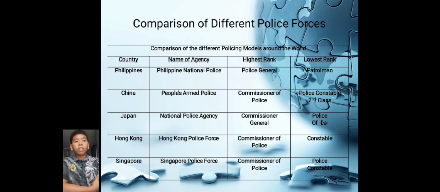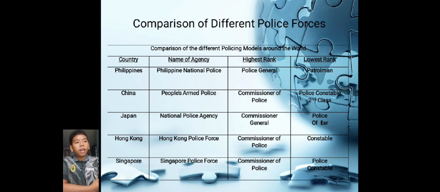Comparison of different policing models around the world. The countries are the Philippines, China, Japan, Hong Kong, and Singapore. And their names of agency are PNP, or Philippine National Police, and China is People's Armed Police, and Japan is NPA, or the National Police Agency, and Hong Kong is Hong Kong Police Force, and Singapore is Singapore Police Force.